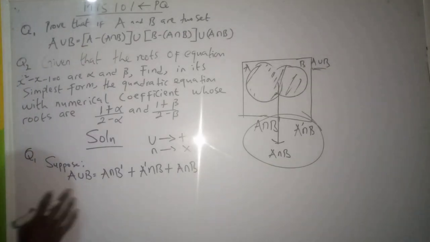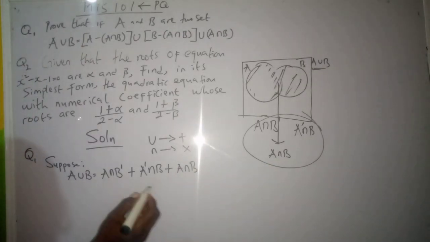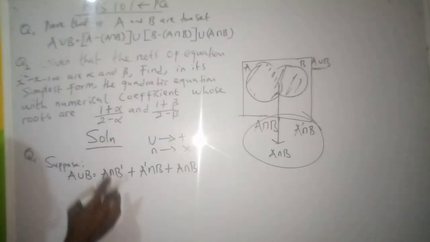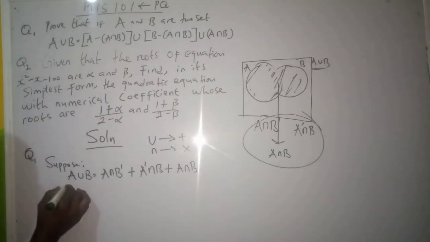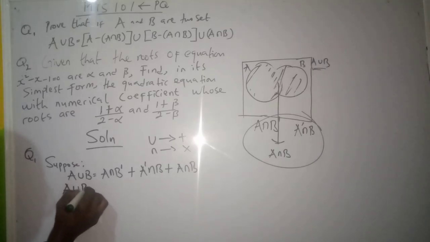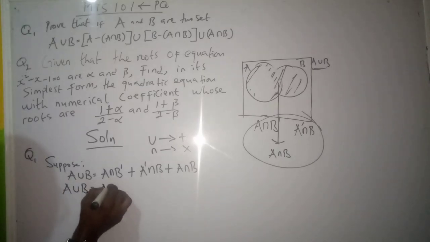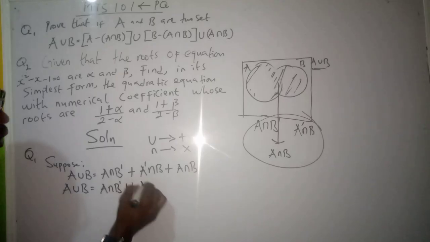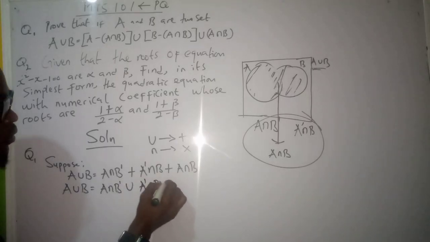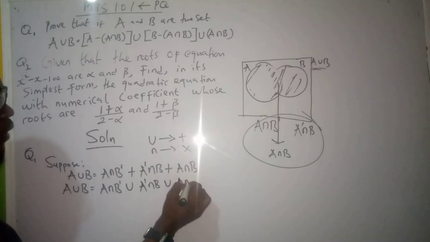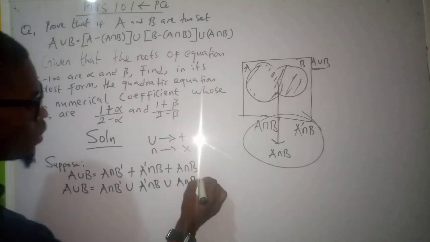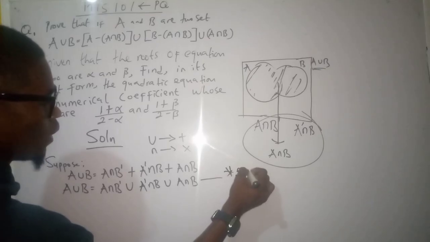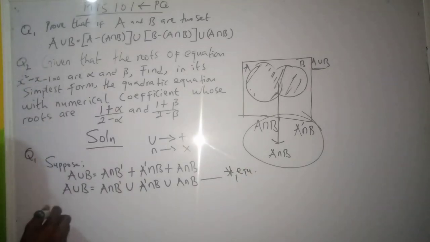So now suppose this is this. I told you that your plus is your union. So we can just change it here. So A union B is equal to A intersection B prime union A prime intersection B union A intersection B. So this one can be your equation. Let's make it equation star one.